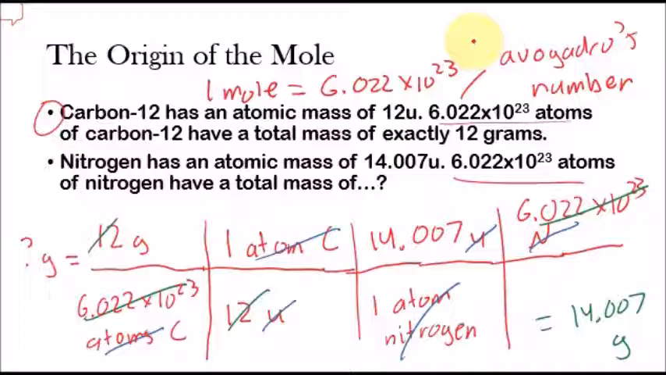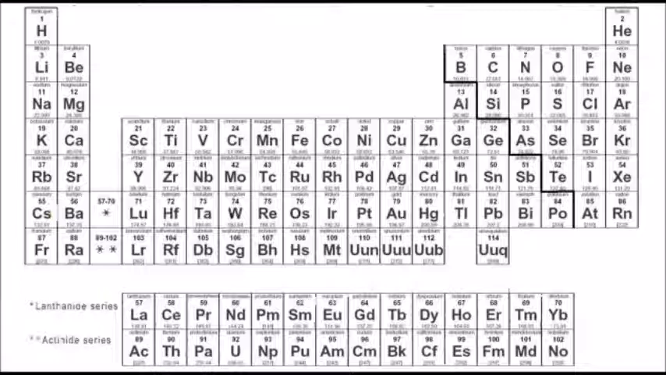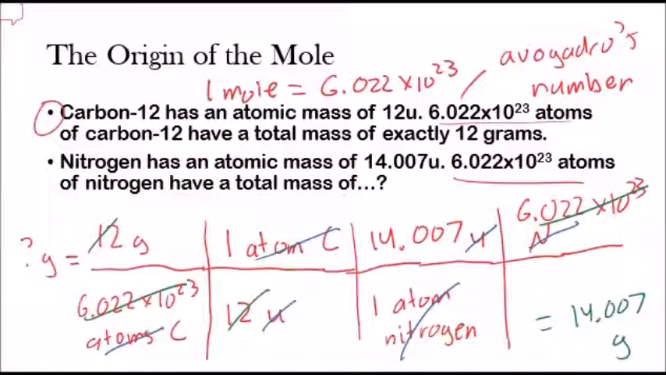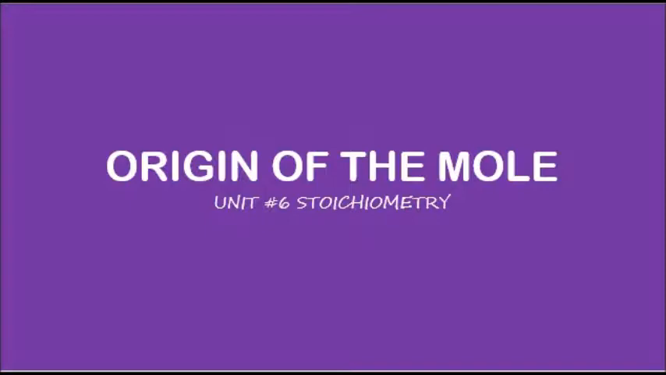So what you need to take from this video is these things. 1 mole is 6.022 times 10 to the 23rd. That number is also called Avogadro's number. And if you have 6.022 times 10 to the 23rd atoms of any of the elements here, the total mass of that is going to be equal to the average atomic mass, except in grams. Those 3 points you need to take from this video. And once you've got that, you're going to be ready for the rest of stoichiometry. The origin of the mole is as simple as that.